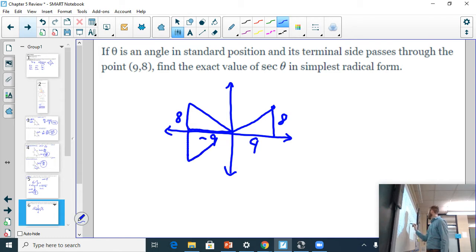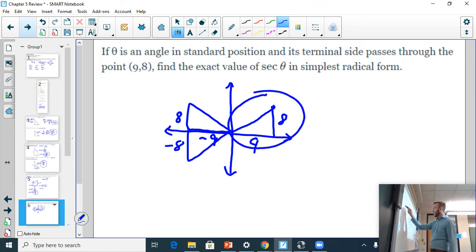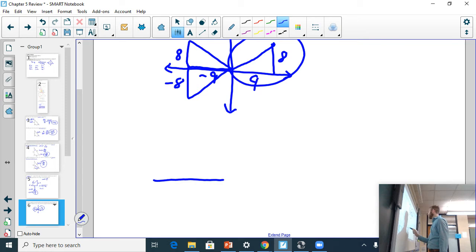And if we had it down here, that would be negative 9 and negative 8, right? So it all depends on where you are at. But we are focused on this one. So after I've made that triangle, let me just zoom in on it, pretend that the quadrants right there. We have 9 and 8.